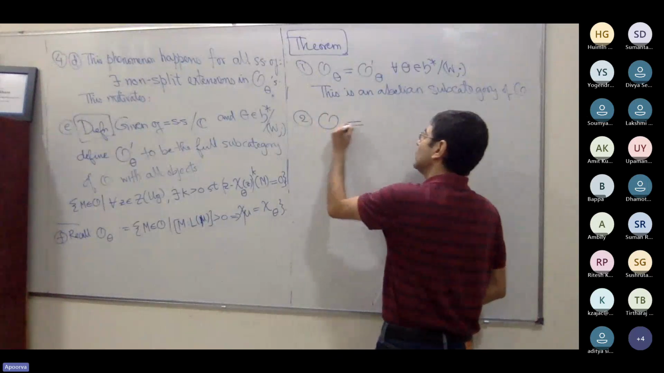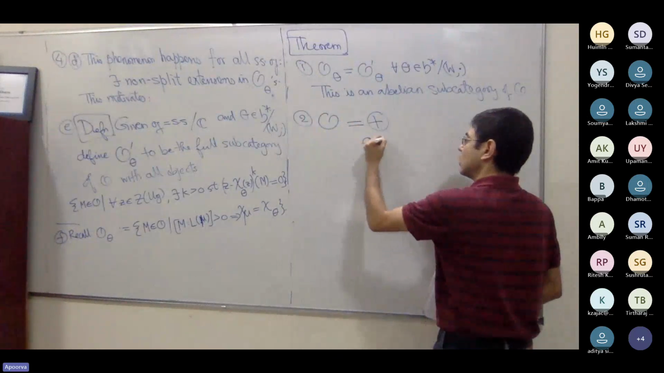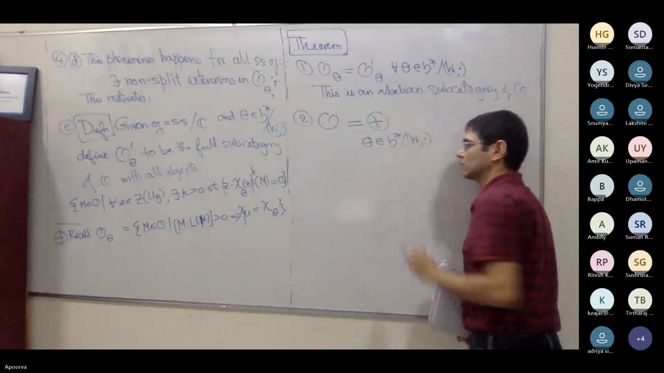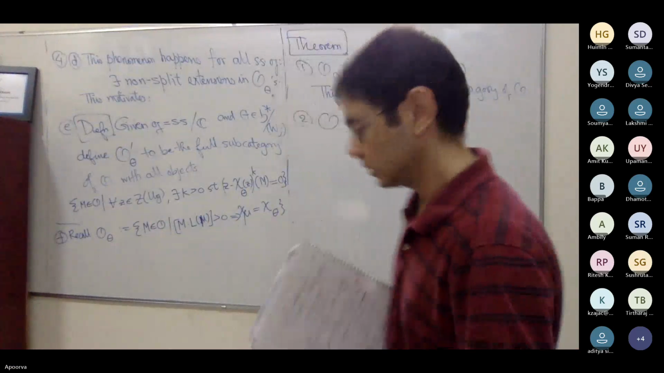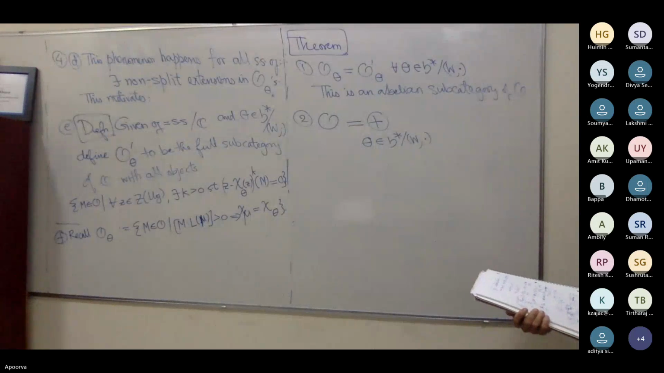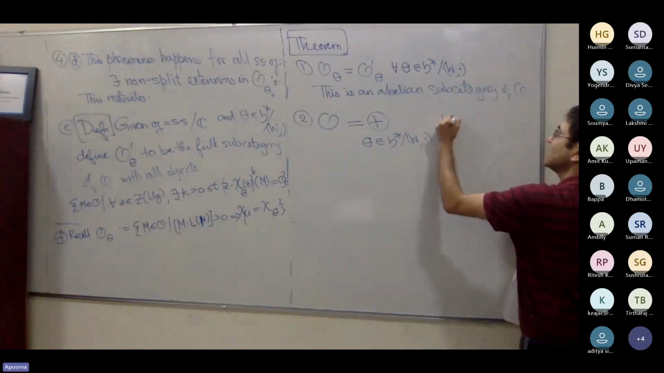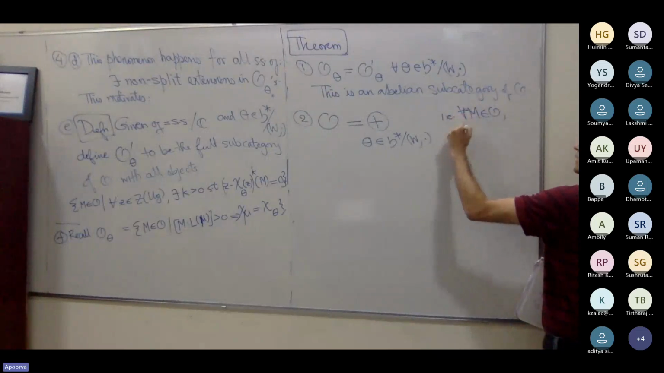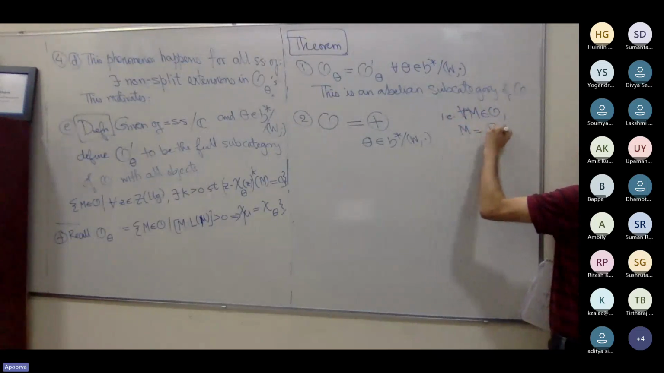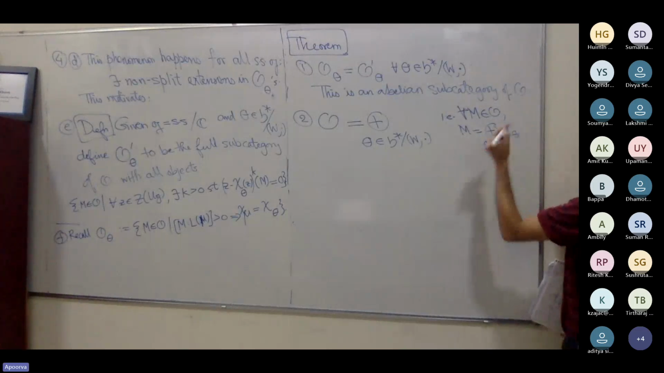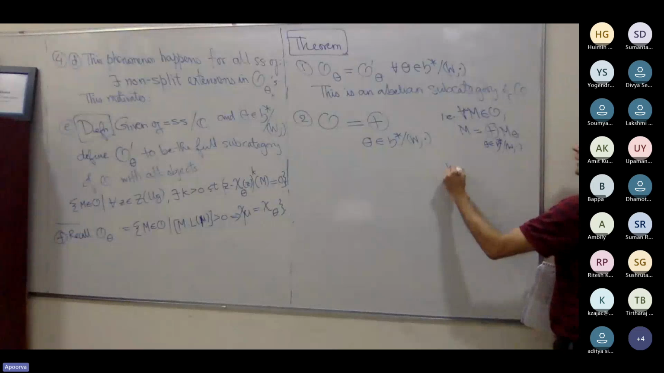The whole category O is a direct sum of these subcategories. Very good. What does this mean? It means that for all M in O, M is the direct sum of M thetas, with all M theta in O theta.